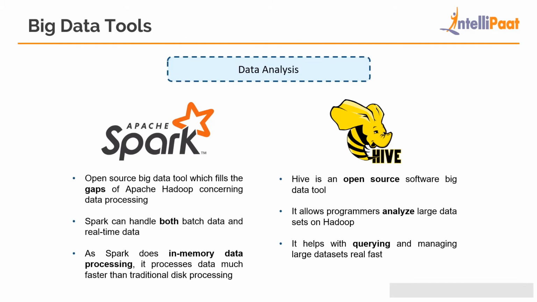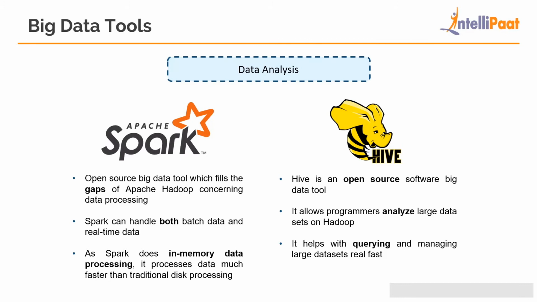Every single Apache tool is open source. This fills the gaps of Apache Hadoop concerning data processing. Spark can handle both batch data and real-time data. As Spark does in-memory data processing, it processes data much faster than traditional disk processing. In-memory processing, in the sense, means it does not copy the data to the hard disk and then process it. It basically gets the data, stores it in temporary memory, processes it and pushes it. It doesn't store anything. That's why it is really faster than Apache Hadoop.